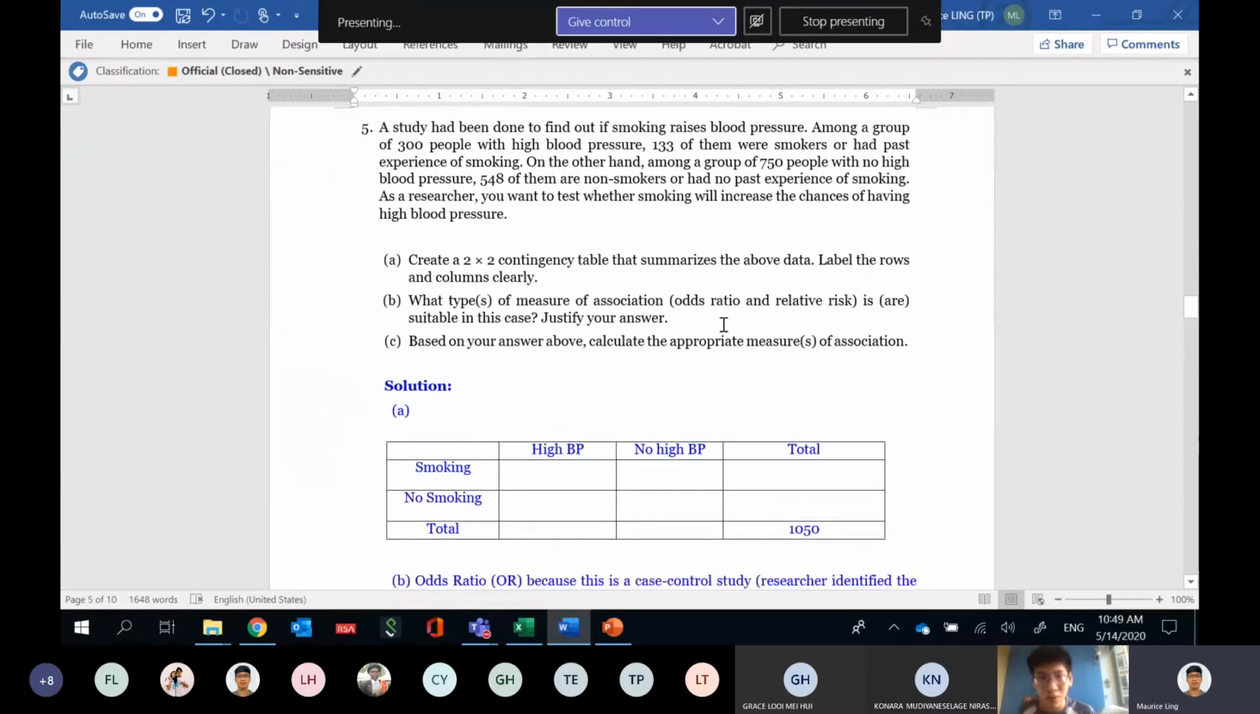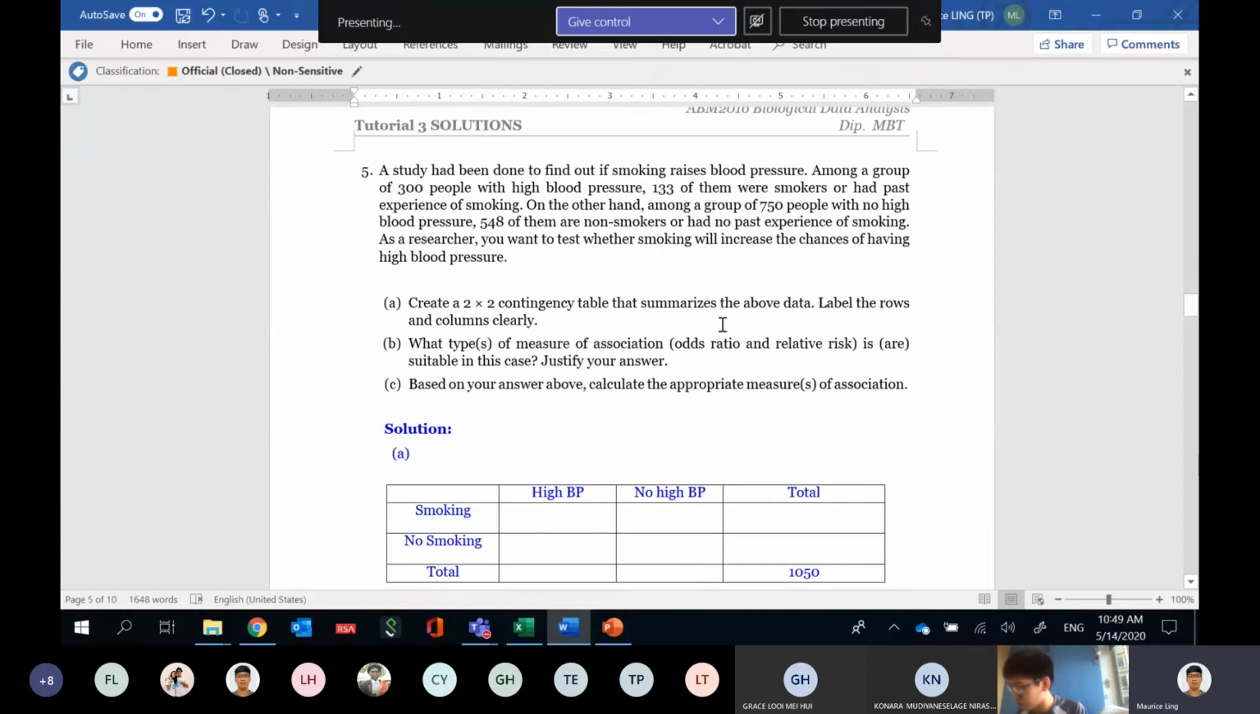Okay, let's fill up this contingency table again. For question 5, a study has been done to find out if smoking raises blood pressure. A group of 300 people, 133 are smokers or have experienced smoking, 75 with no high blood pressure, and so on and so forth. So you build a 2x2 contingency table first.